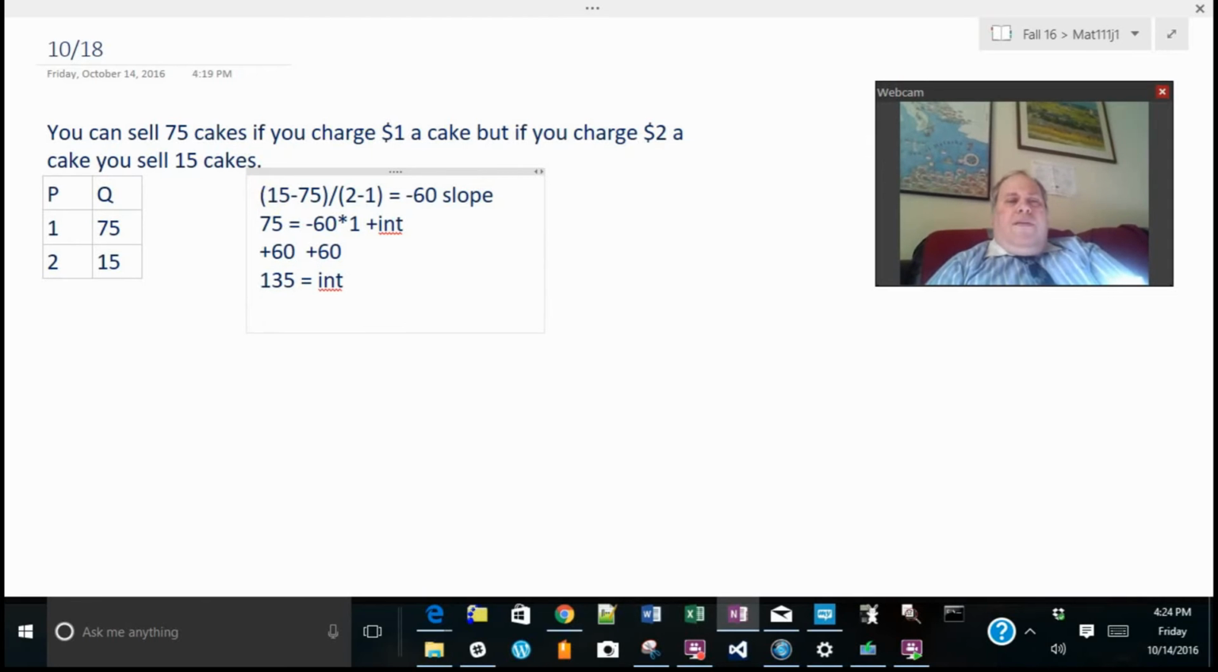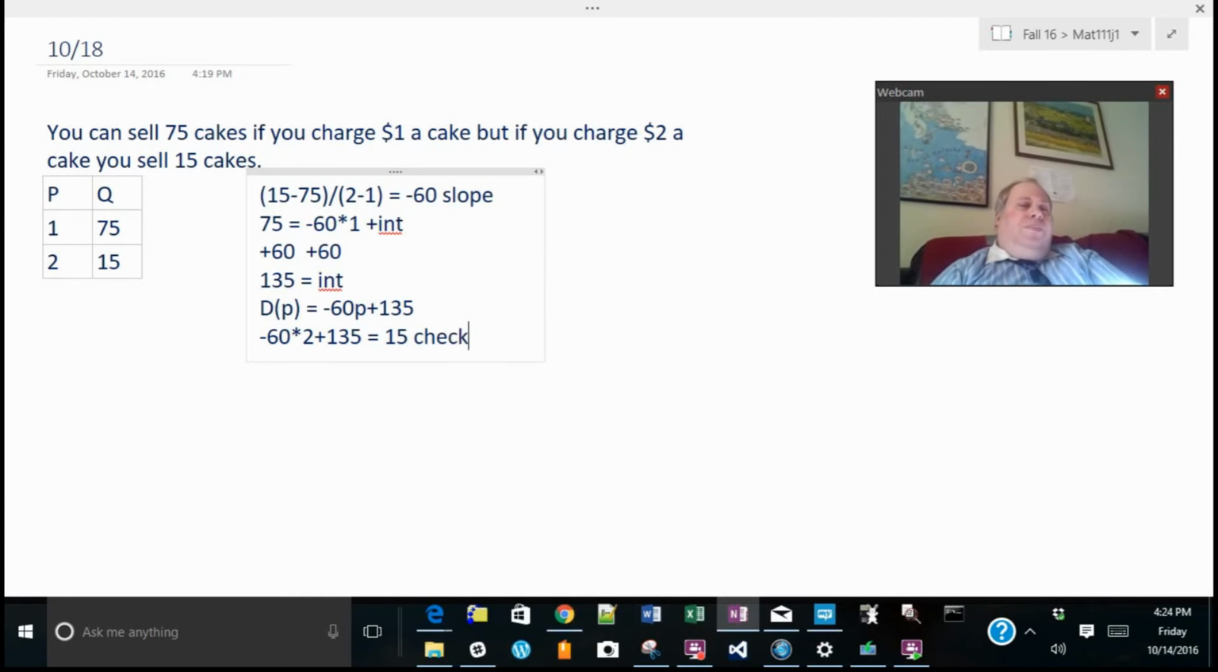So our demand function D of p is going to equal negative 60p plus 135. And we can test that. Negative 60 times 2 plus 135 equals 15. And that's a check. All right. So that's our demand function.